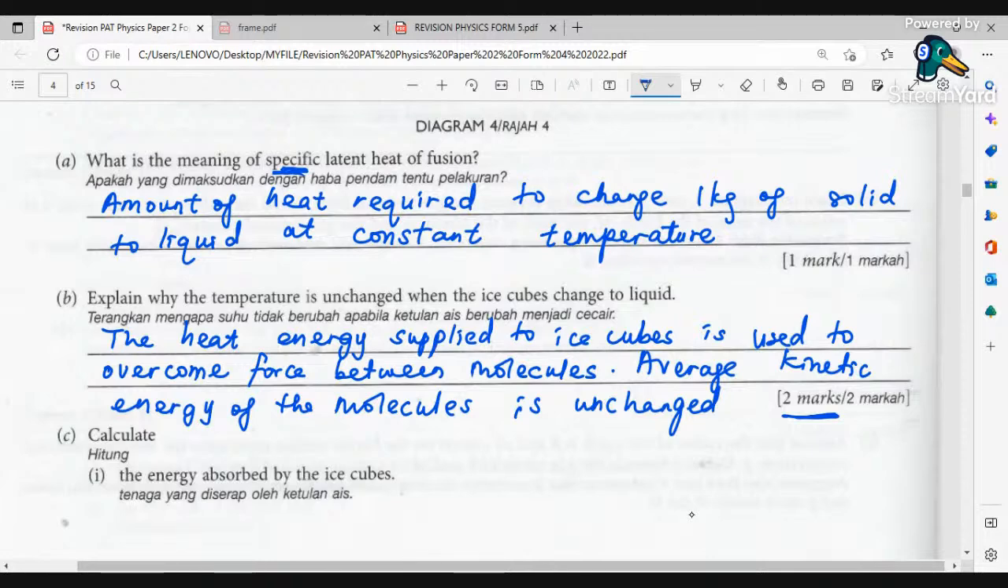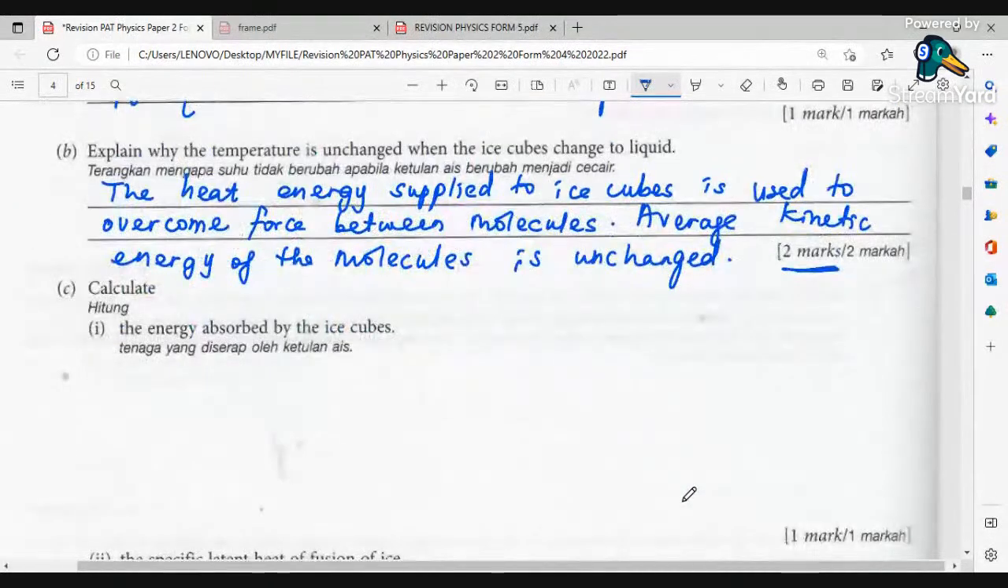Okay. So energy used to overcome force between molecules of ice cube so that it changed to water. Average kinetic energy of molecule is unchanged, tidak berubah. Okay, or we can say temperature is constant. Okay, that's the reason why temperature is constant. So ada 2 point, 2 markah.